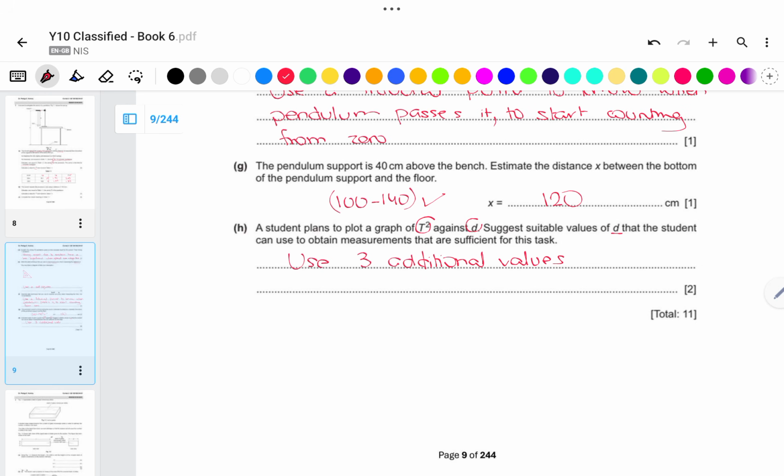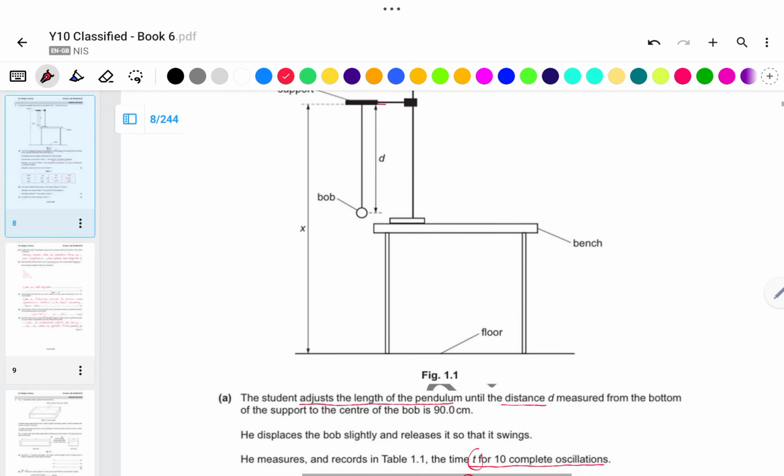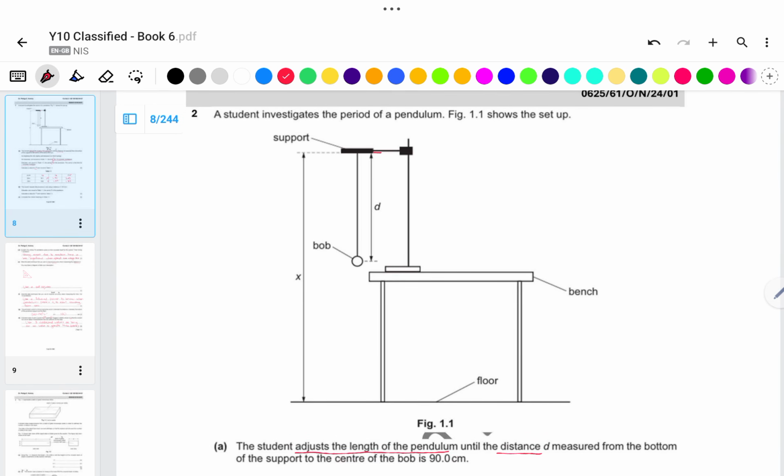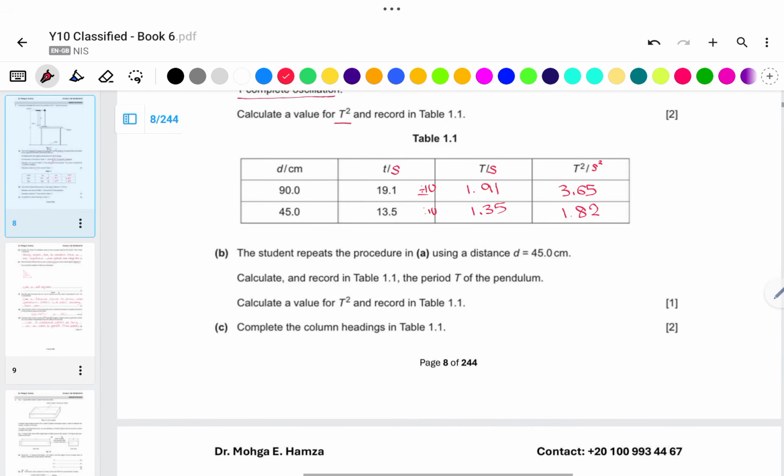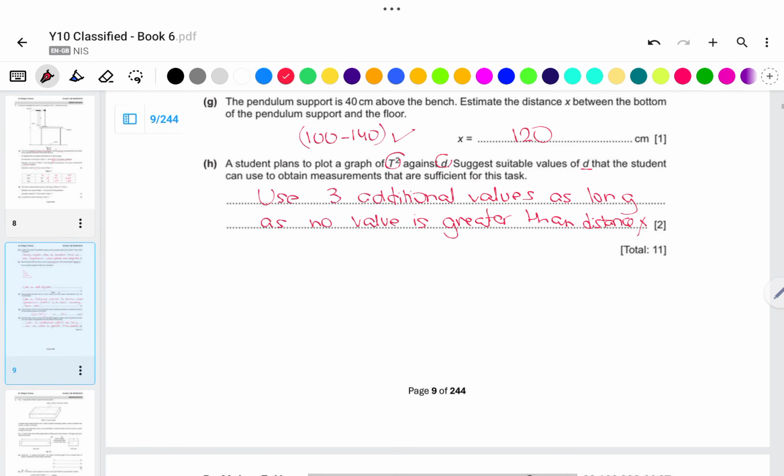And I have to make sure that no value is greater than distance x. What is distance x? If you look here, this is distance x. So if I use a length that is longer than distance x, then basically the pendulum will be doing nothing but dragging on the floor, right? So you have to be realistic. You should not use anything that is more than x.